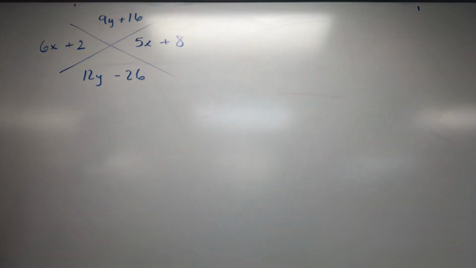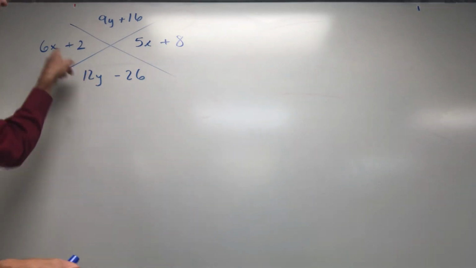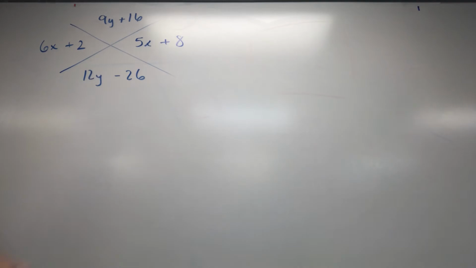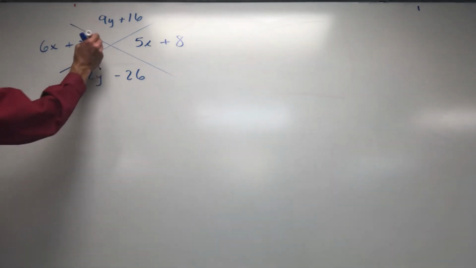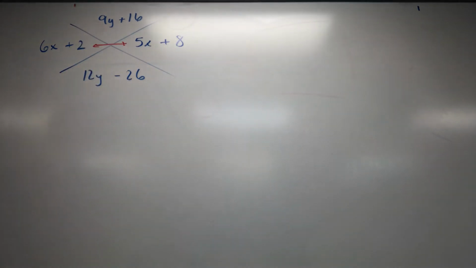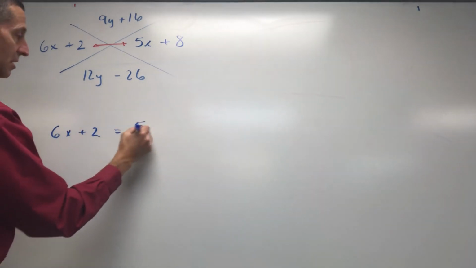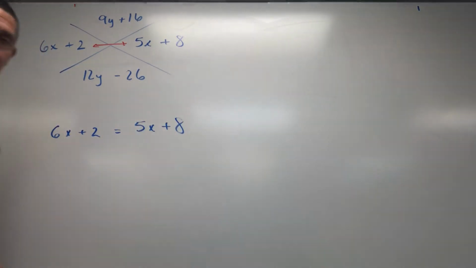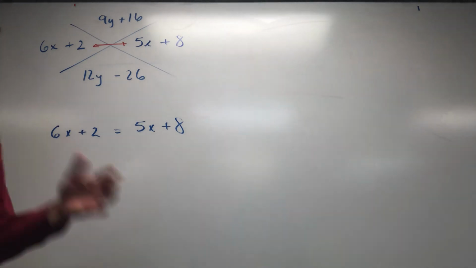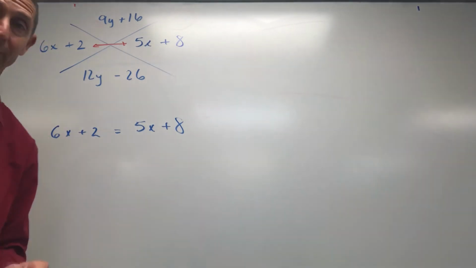All right, we've got this same setup. You've got vertical angles, but there's two parts. You've got one where you're solving for the x's, the other one where you're solving for the y's. So let's try these x's first. So on the x's, you've got one angle, 6x plus 2, set equal to the other angle, 5x plus 8. So your algebra setup for vertical angles is set them equal to each other.